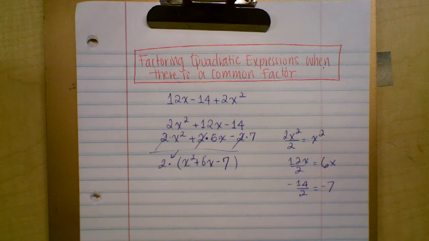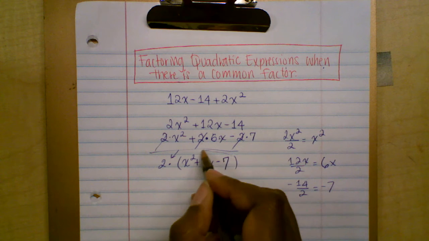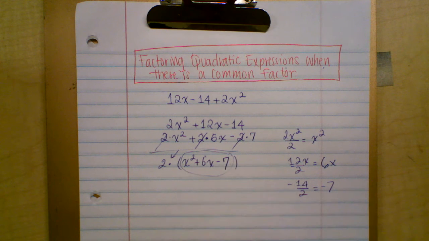If you don't understand what I mean by common factor, think divisible by 2: each term is divisible by 2. Now you're going to ignore the factor of 2 and focus on this quadratic expression right here, x squared plus 6x minus 7.